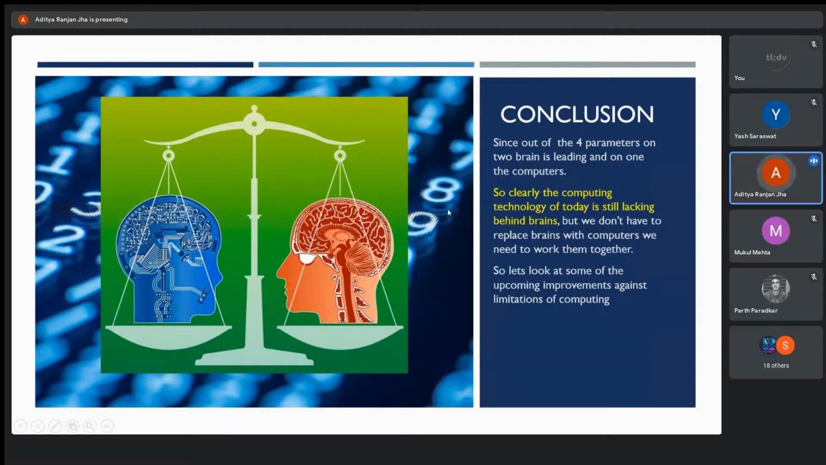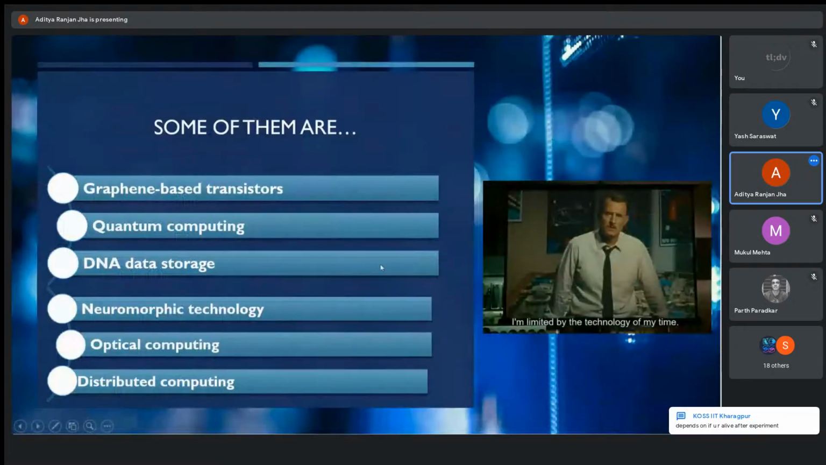But actually, we are not here to replace our computers with our brain. We are here to make them work at par with our brains. So let's look at some of the upcoming innovations that might change the course of computing systems that we have today. These might sound somewhat ideological or theoretical, but I picked the only ones where there is some progress.